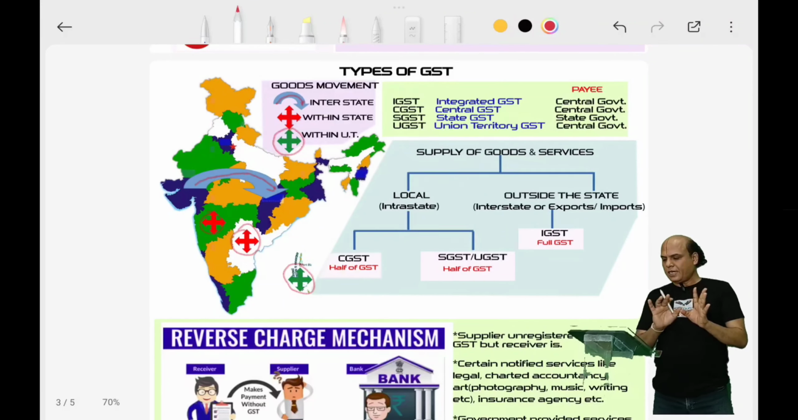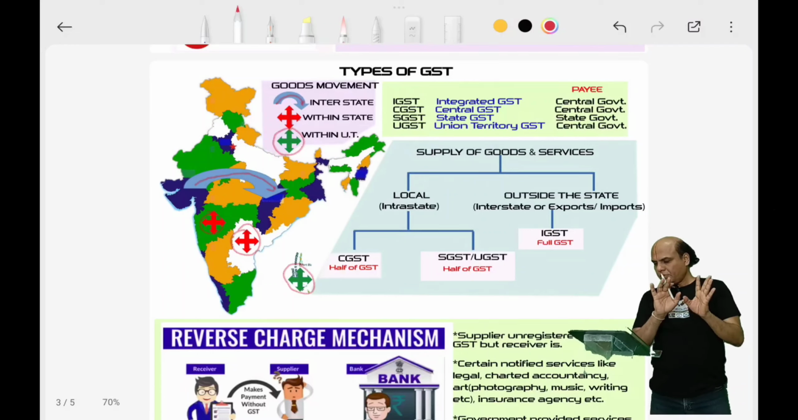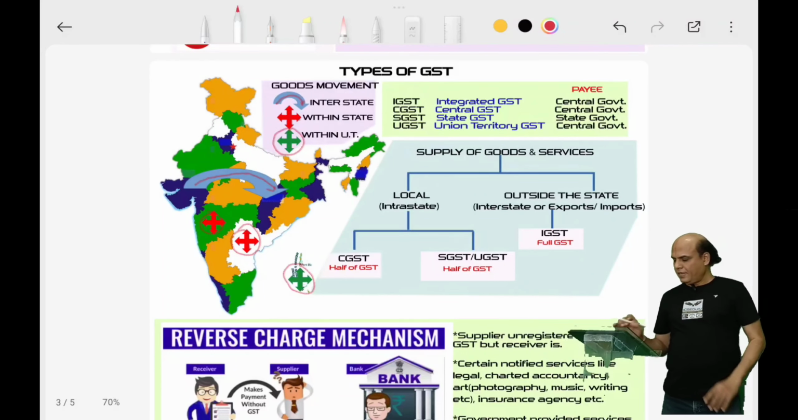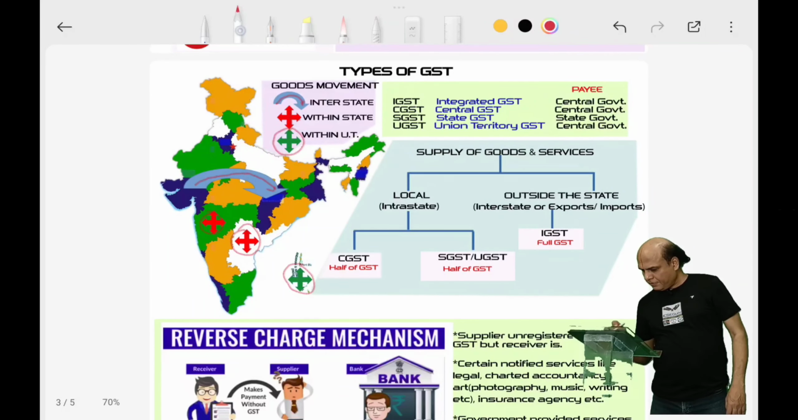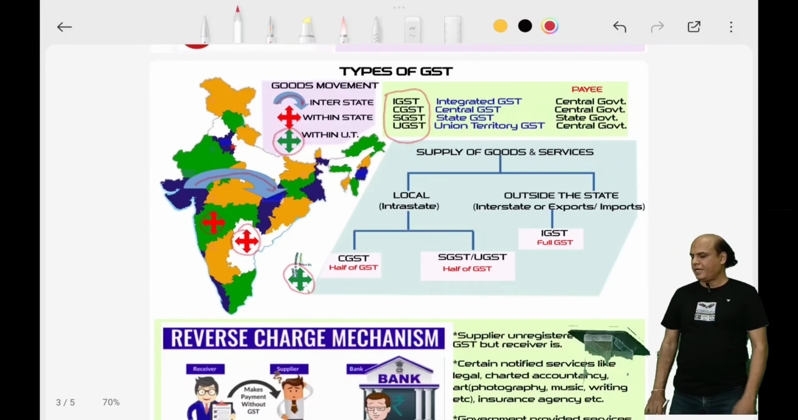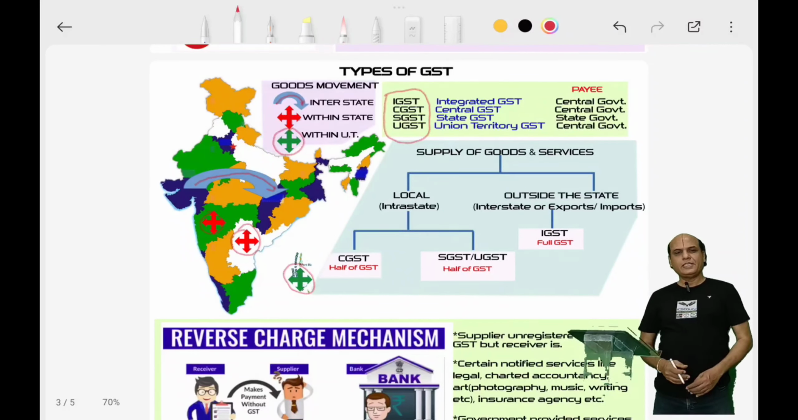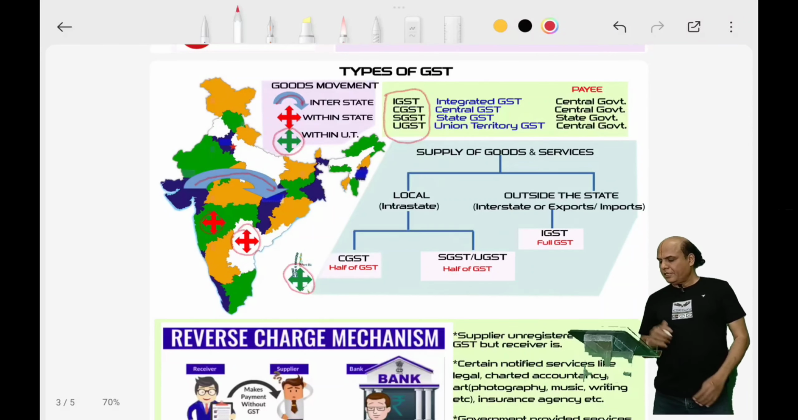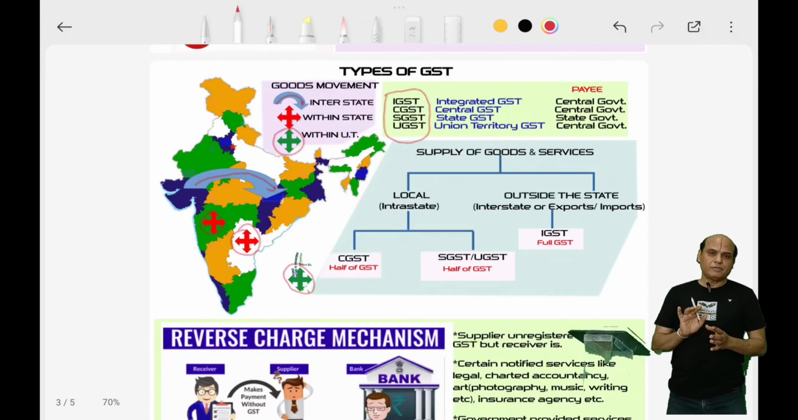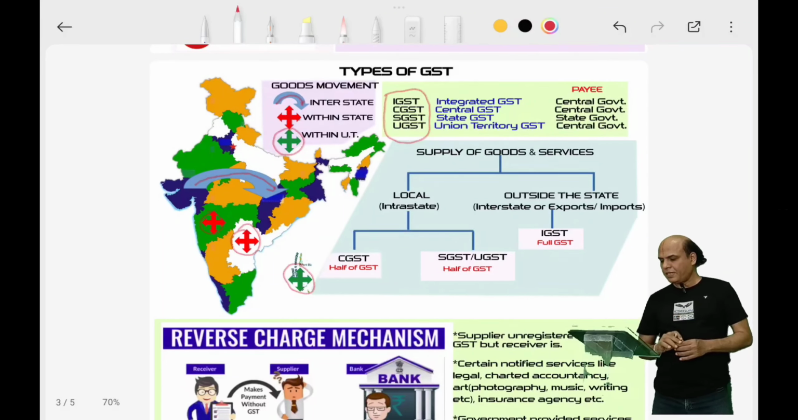So now the GSTs are categorized as four kinds of GST. If you see here, these are the four kinds of GST. IGST is called Integrated Goods and Services Tax. This is to be paid to the central government. CGST, Central Goods and Services Tax. This is to be paid to central government.